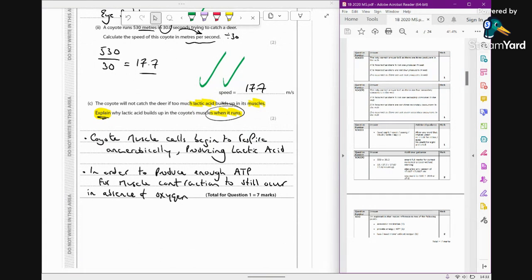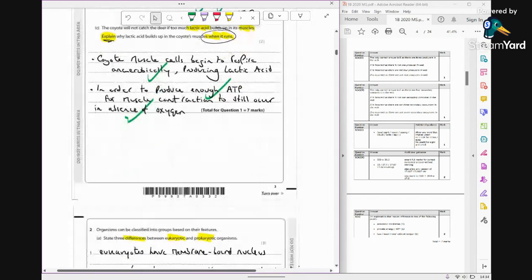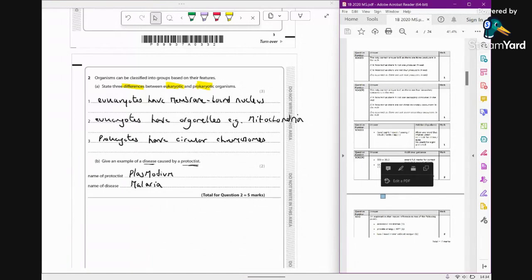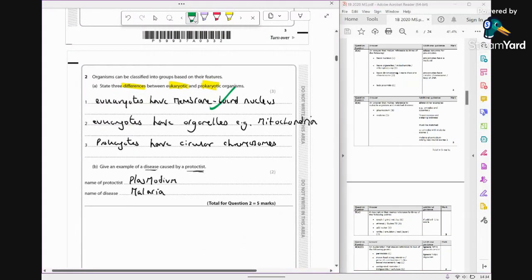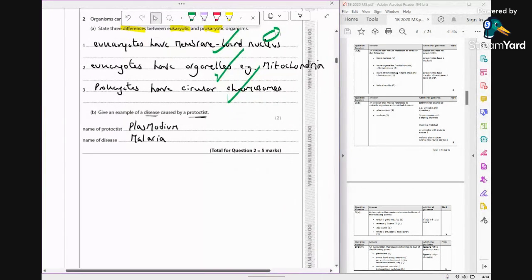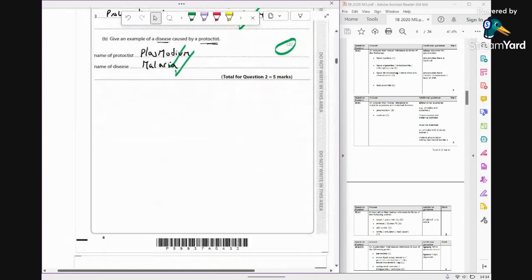Right, anaerobic respiration provides energy, ATP, without oxygen. So anaerobic respiration, ATP, absence of oxygen. Easy, 3 out of 2. Good, so we're doing well so far. Right, has a nucleus. Yeah, correct. Mitochondria or organelles, yes. Circular chromosomes. Have chromosomes, more than 1 chromosome? Oh, prokaryotes have a circular chromosome loop of DNA. Yeah, good. So 3 marks there. Plasmodium and malaria, good. 2 marks there. It does. Yeah, so trypanosoma and sleeping sickness. Yeah, good.